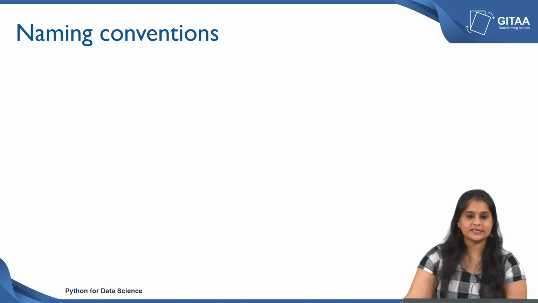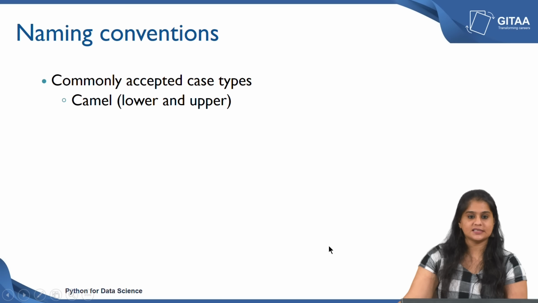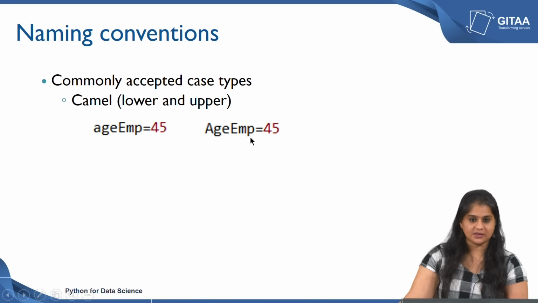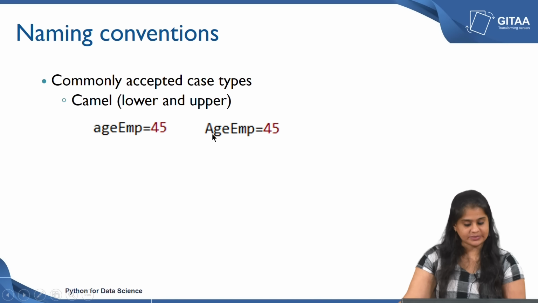There are a few case types that are commonly accepted while naming variables. The first is the camel case. It can be lower or upper. In the first example, the age of the employee is given with E in capital. This is a lower camel case. The example on the right is an example of the upper camel case. In this example, the letter A in age of the employee begins with a capital letter.